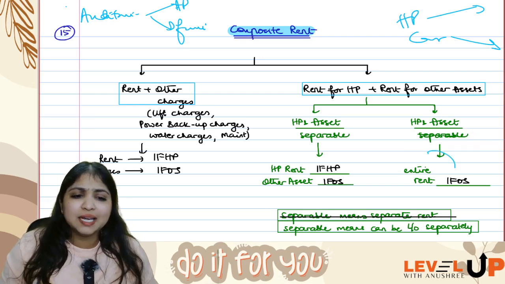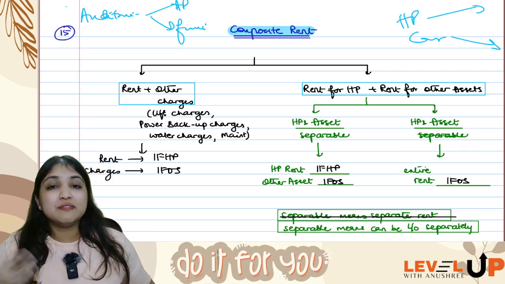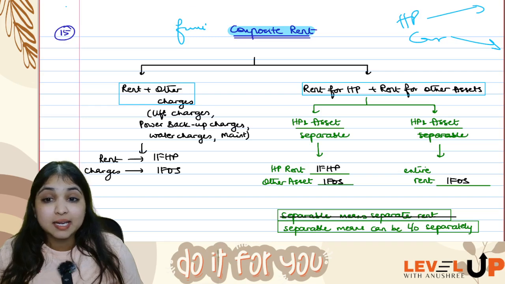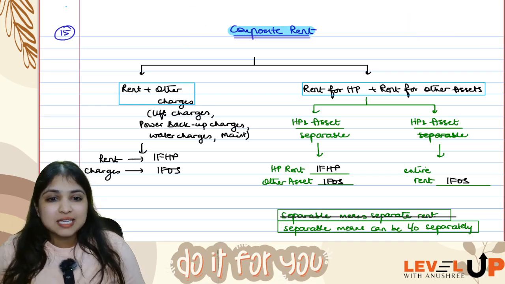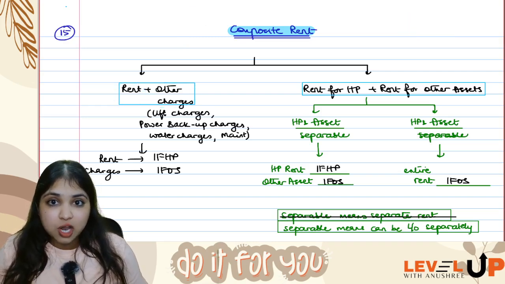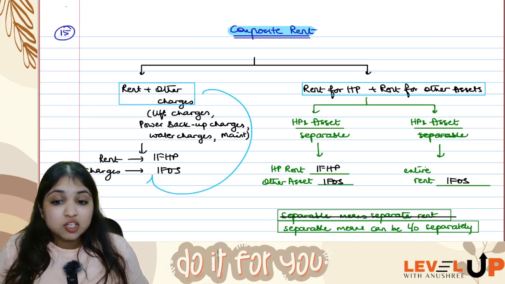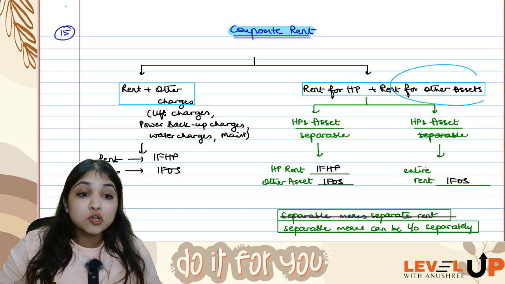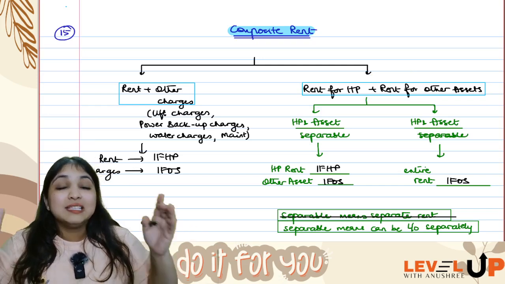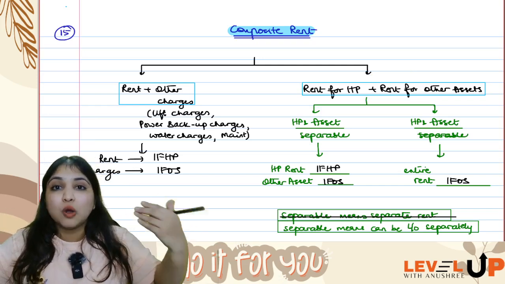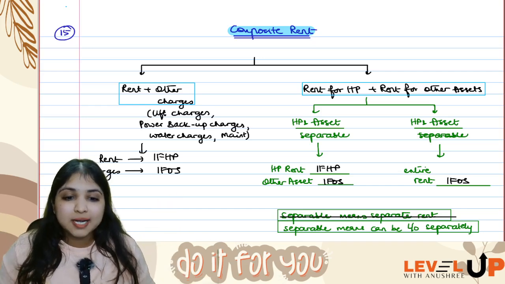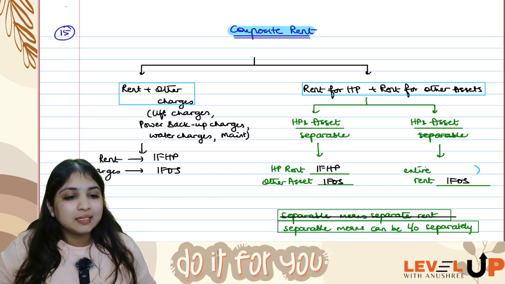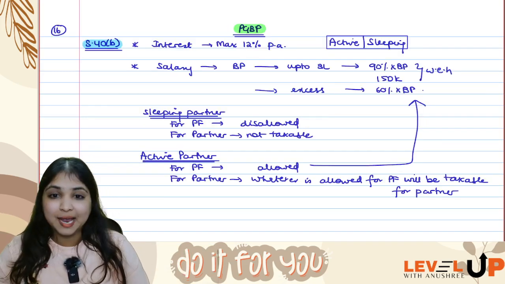If it is not separable, the entire rent will go to IFOS, but obviously if it is a part of the assessee's business, then of course it will come to PGBP. Understanding? So composite rent, two parts. If the assessee is charging from the tenant rent and other charges, rent alone will come to IFHP, other charges will go to IFOS. If the assessee is charging from the tenant rent for the property and also rent for other assets, then if they are separable, meaning it is possible to let out one without the other, the house rent alone will come to IFHP, other assets will go to IFOS. But if they are not separable, the entire rent will come to IFOS or PGBP as the case may be.